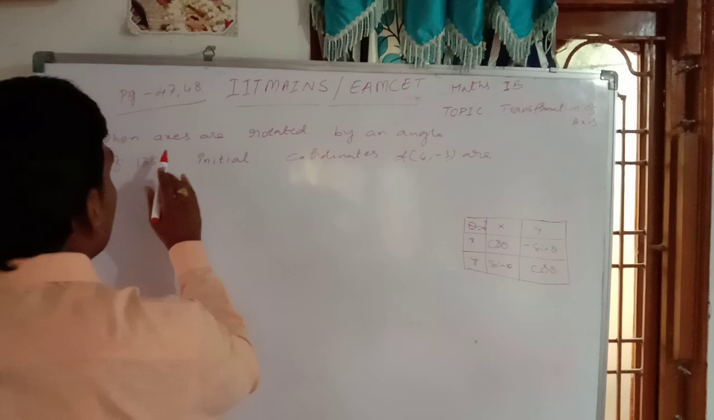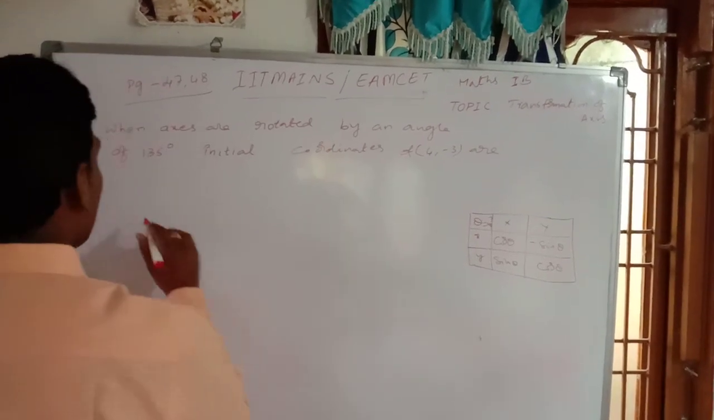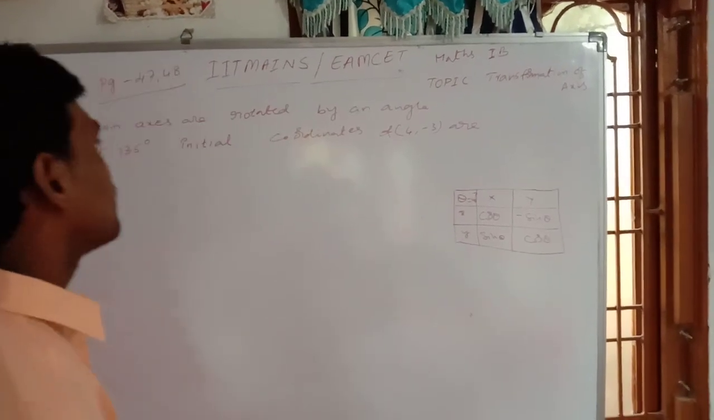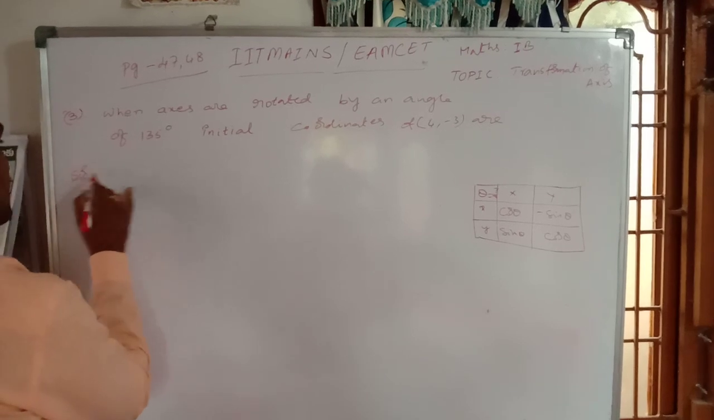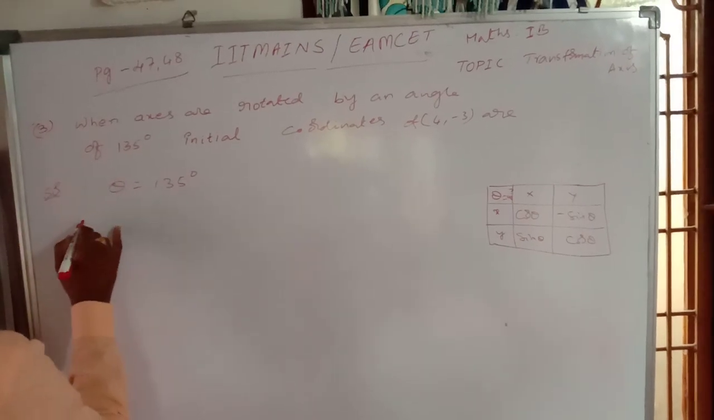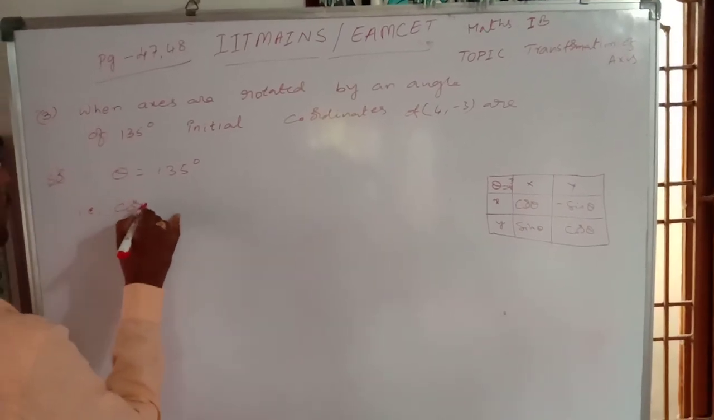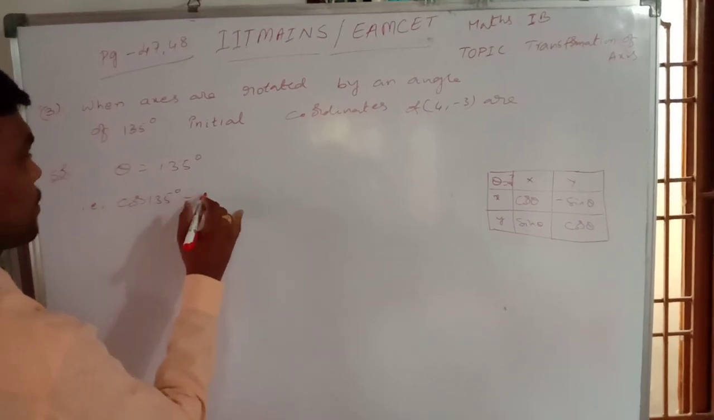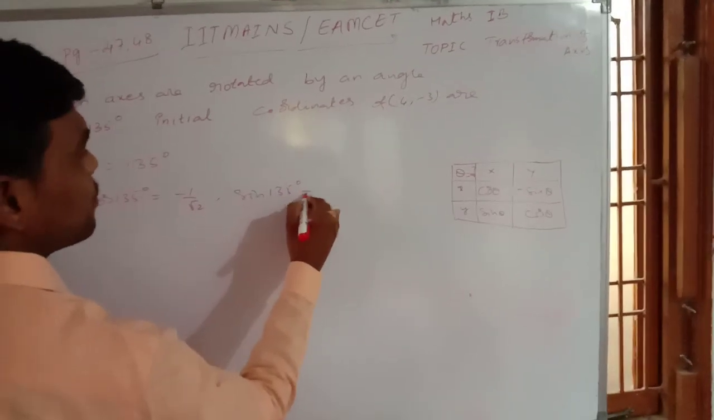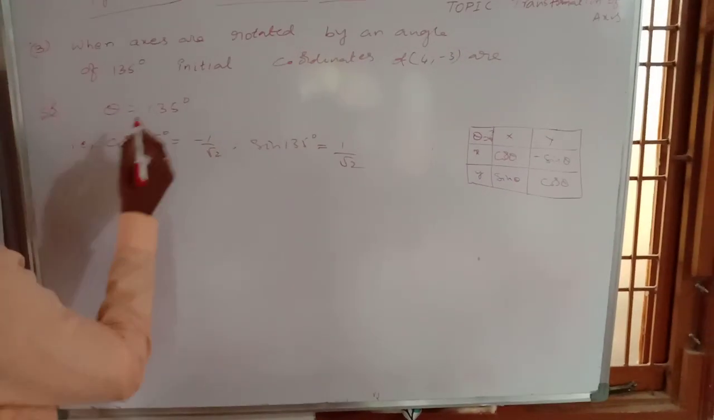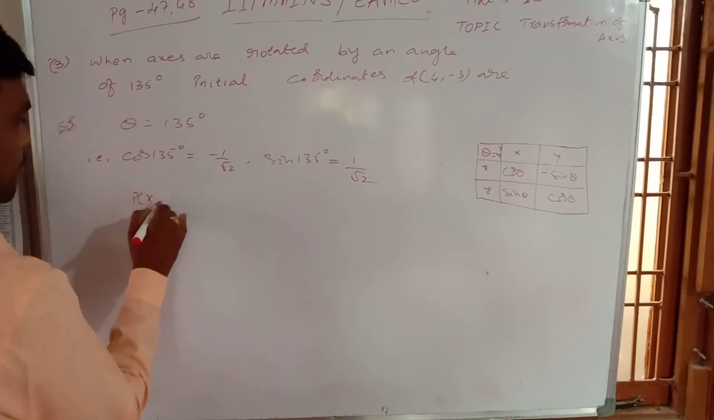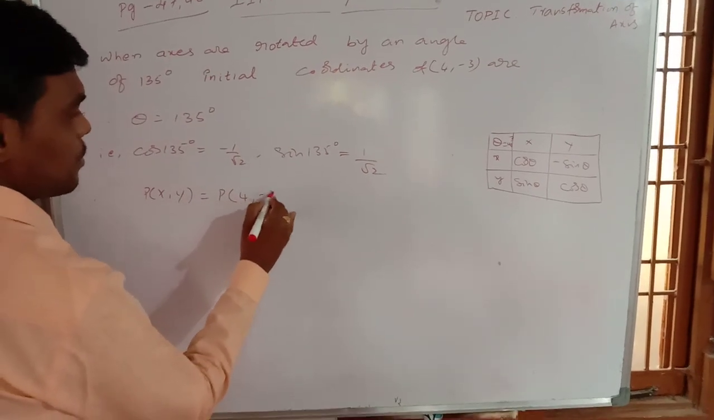Third bit. When axes are rotated by an angle of 135 degree, initial coordinates of 4 comma minus 3 are. Now the angle theta is equal to 135 degree. That means cos 135 degree is equal to minus 1 by root 2, and sin 135 degree is equal to 1 by root 2, and this is given coordinates P of capital X comma capital Y is equal to P of 4 comma minus 3.